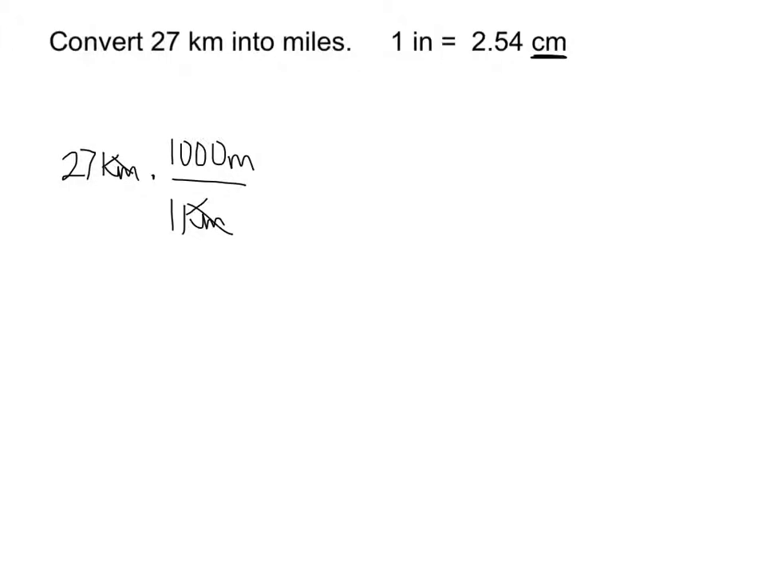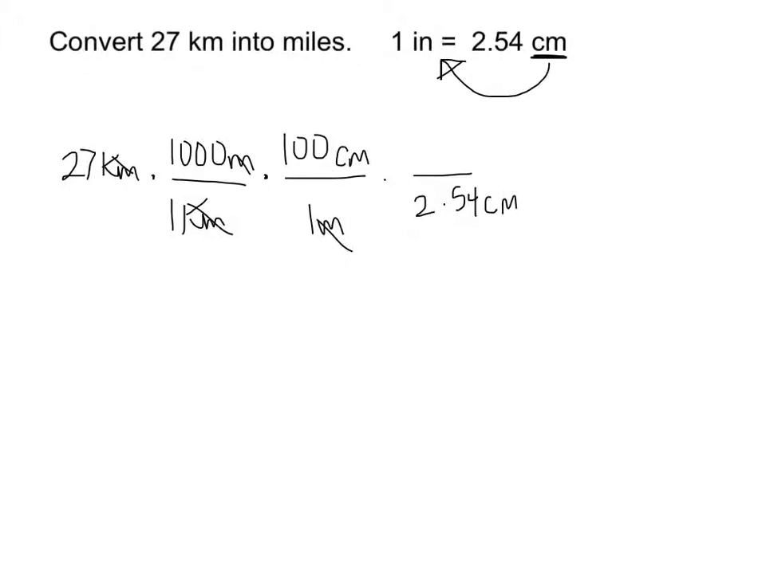Kilometers cancel. And now I can convert meters down to centimeters because I know in 1 meter, if I look at a meter stick, there are 100 centimeters. Centi means 1/100th. Meters cancel. I now have centimeters. Now that I know centimeters, I can go from centimeters over to inches. So we're halfway home. So on the bottom, I'm going to put 2.54 centimeters is 1 inch. Those things are equal. Centimeters cancel.